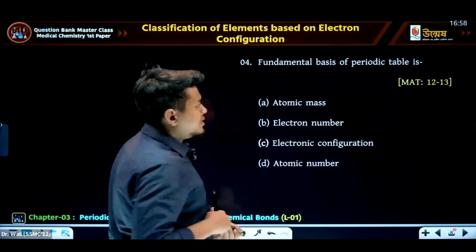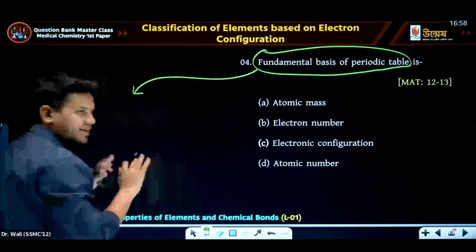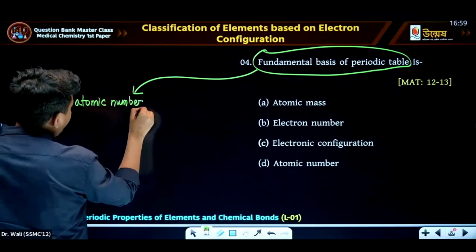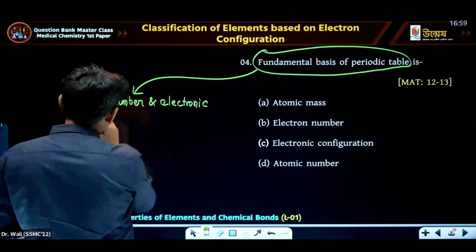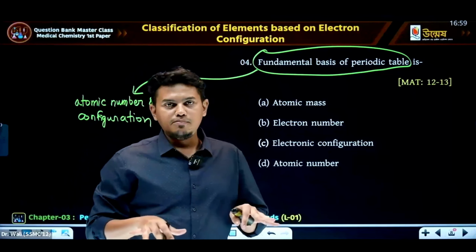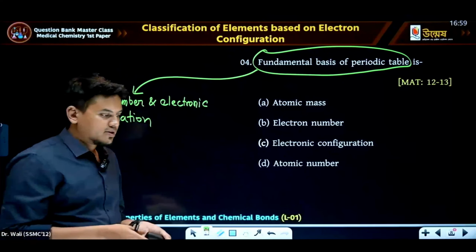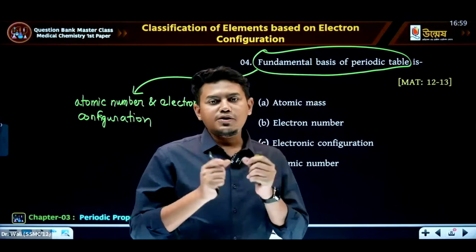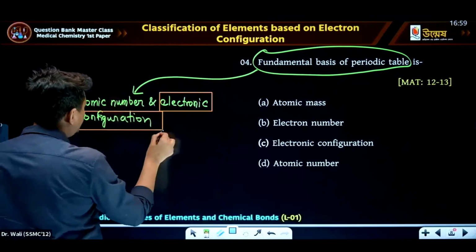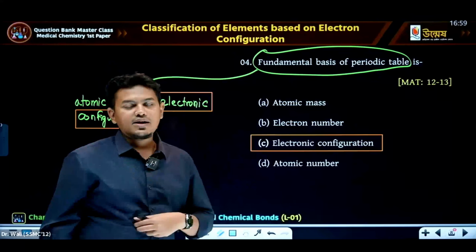In this question, what is the fundamental basis of the periodic table? In our book, the fundamental basis of the periodic table is written in two places. Here it is written that the atomic number and electronic configuration is the fundamental basis of the periodic table. But in another part of the book it is written that the actual fundamental basis of the periodic table will be electronic configuration. So we got the better option here. The better answer will be electronic configuration. It is not atomic number. So we should mark electronic configuration as the correct answer for this question.